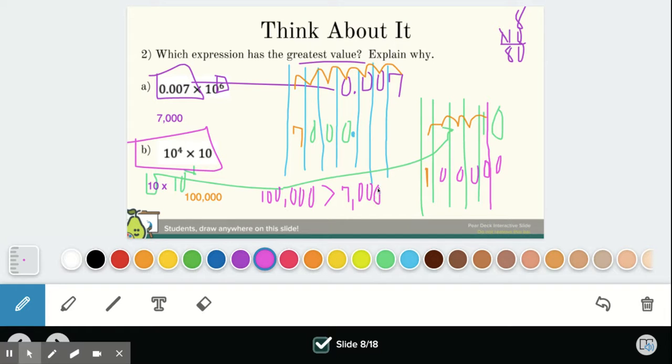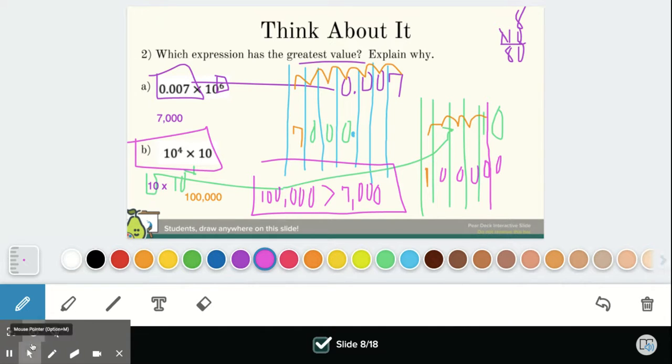So I'm proving why I know. I wouldn't just say that. I wouldn't leave it written this way. I would rewrite it like this, like I just did, and type up something that says, which expression is it? So expression B has the greatest value because 100,000 is greater than 7,000.